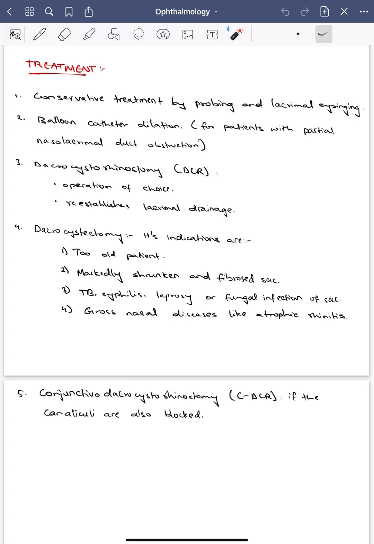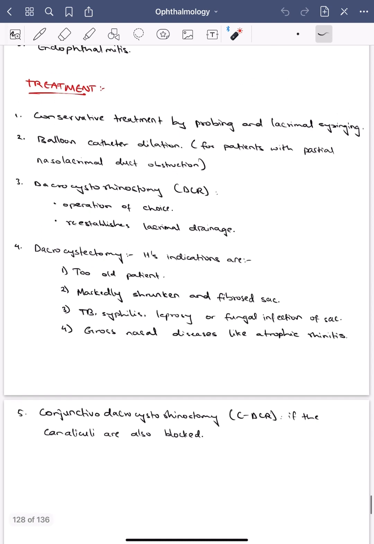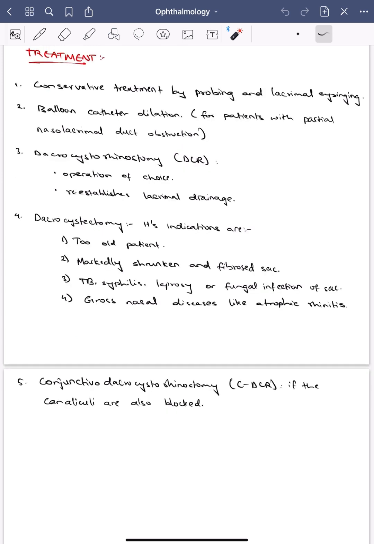And the fifth mode of treatment is conjunctivodacryocystorhinostomy, that is CDCR, and this is done if the canaliculi of the lacrimal apparatus are also blocked. So again, the treatment: conservative treatment by probing, lacrimal syringing, balloon catheter dilation, DCR, DCT, and CDCR. So these are the treatment options for chronic dacryocystitis. So this concludes our discussion on chronic dacryocystitis.